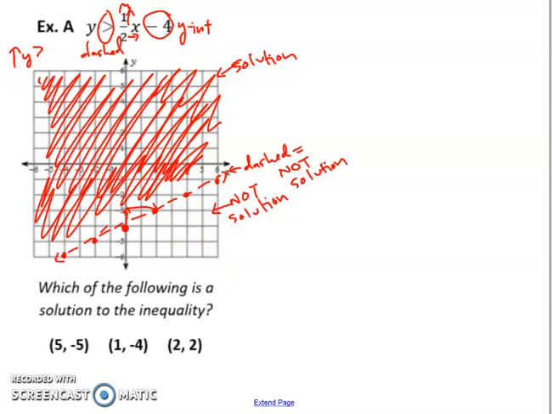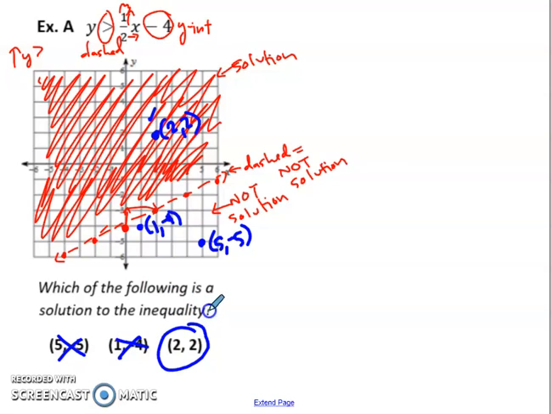All right, so the second part of this is which of the following is a solution to the inequality? That means which one is up in the solution part. So we're going to plot them. I go to 5, -5 is right here. I'm going to label it. That's not in my shaded region. Nope. All right, I go to 1, -4. Close, but nope, you don't fit. Okay, and then I have 2, positive 2. There is the point that's a solution.